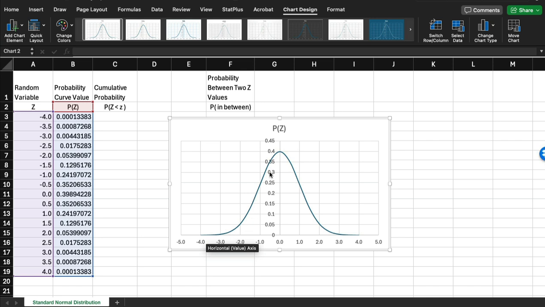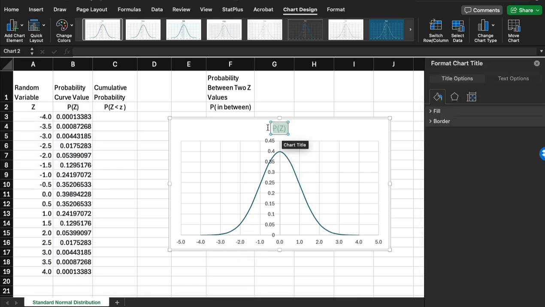And there you have our bell curve that measures probabilities for z-scores. So we're going to call this standard normal distribution. So instead of looking like a histogram, it actually is a smooth curve because this is a continuous distribution. It's a continuous random variable.